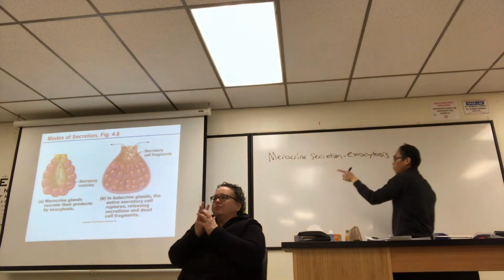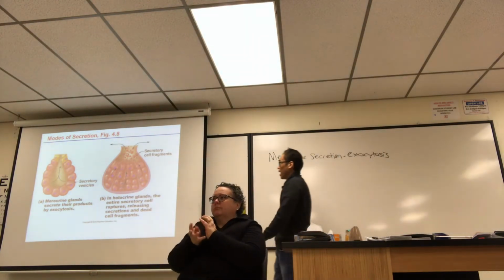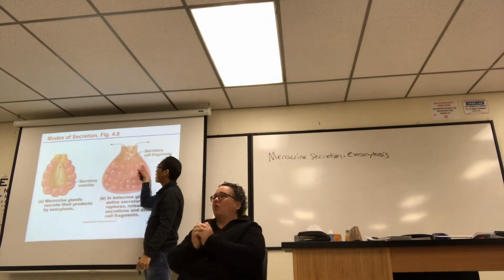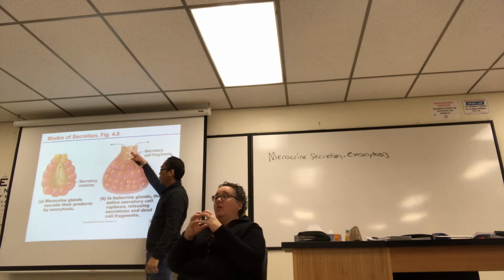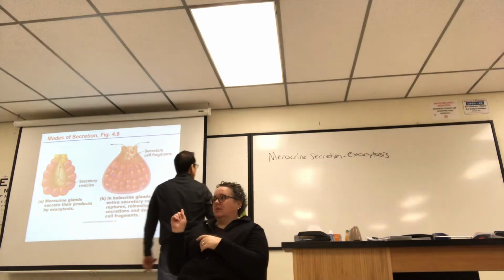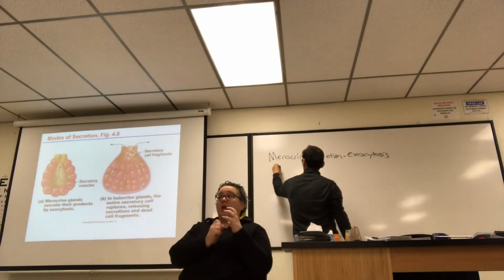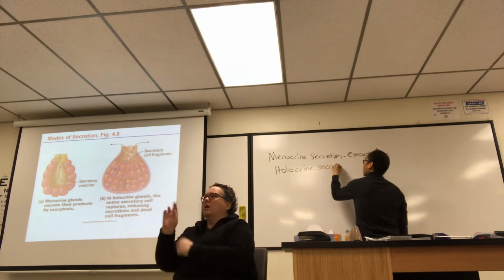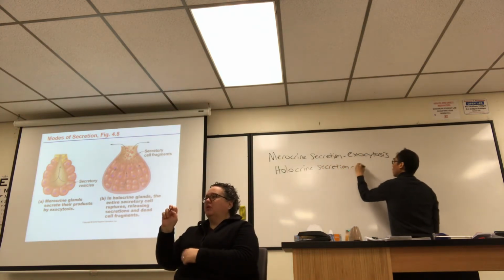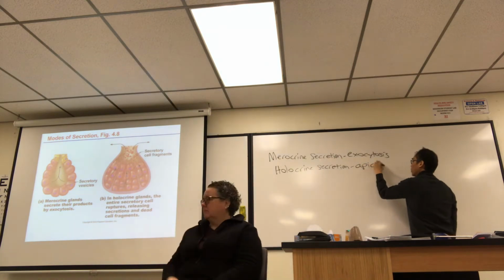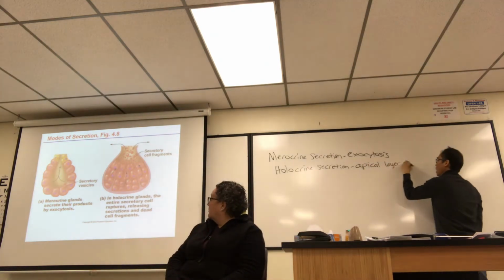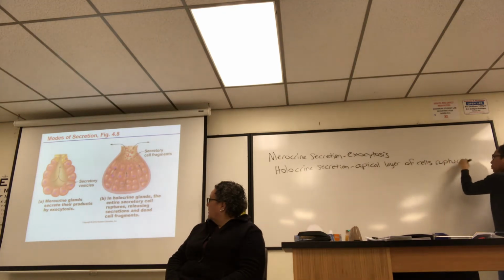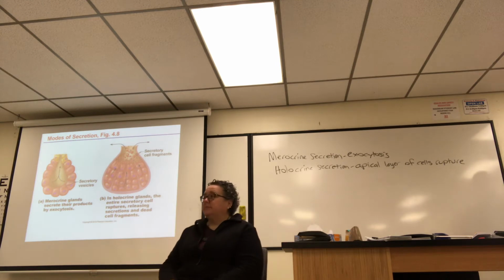Now the other one, holocrine secretion: the apical layer of cells is basically all ruptured. So the ruptured cell is how the secretory product gets released. That's holocrine secretion. Apical layer of cells rupture. Okay, so that's glandular function.